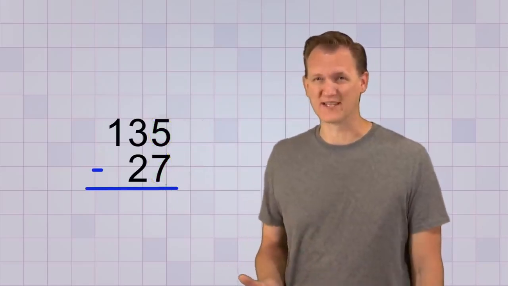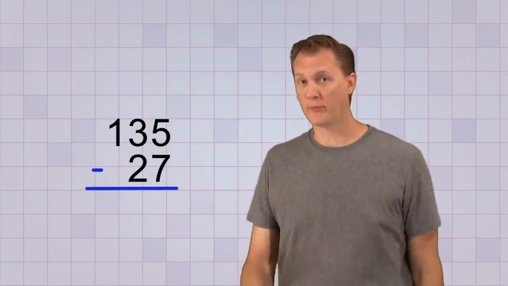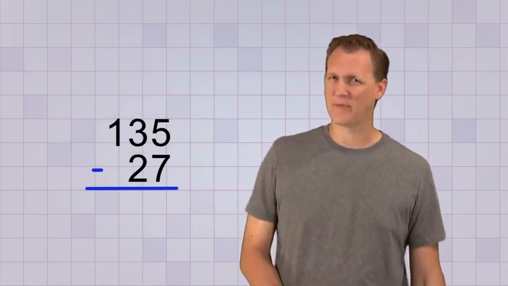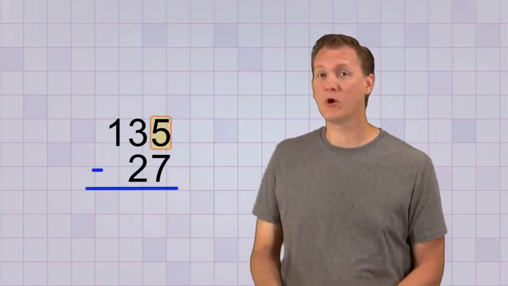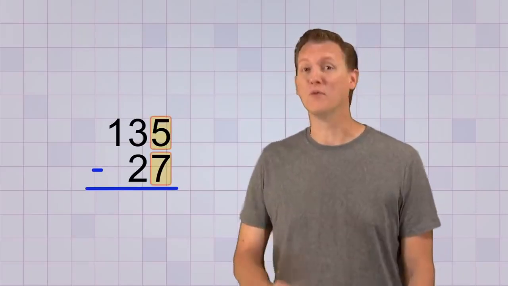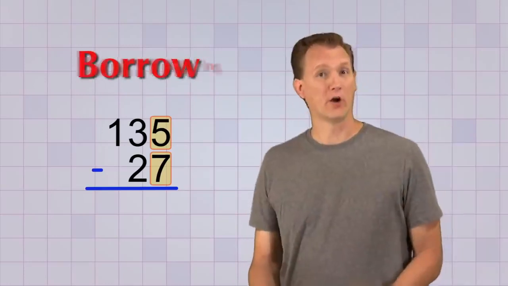Did we make some kind of mistake? No, we wrote our problem correctly. The bigger number is on top. Sometimes this just happens. The top digit might be smaller than the bottom digit, so you can't subtract it, unless you borrow. Here's how borrowing works.